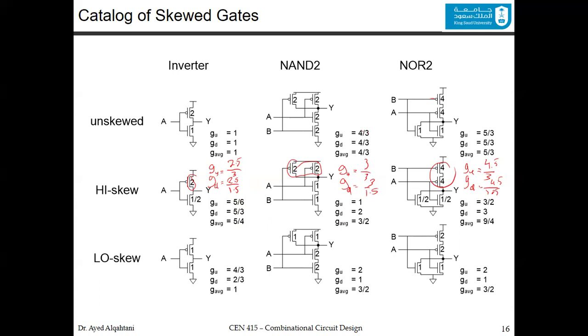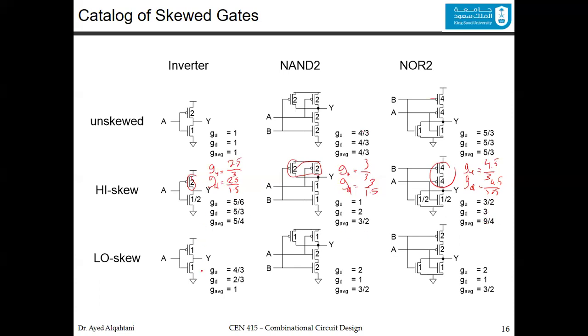The 3 over 3 is equal to 1. 3 over 1.5 is going to be equal to 2. This is clear. And the average is 3 over 2, or 1.5. And for this one, 4.5 divided by 3, multiplying 2 and 2, it's going to be 3 over 2, actually. And for this one, 4.5 divided by 1.5 is going to be equal to 3. You can average them and you get this one.